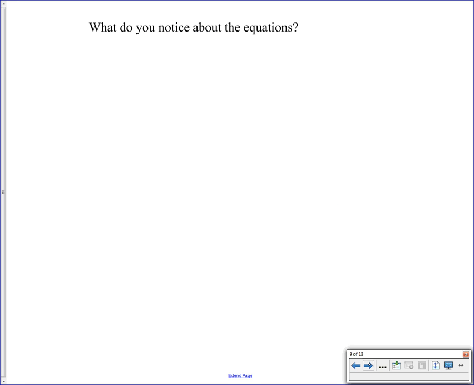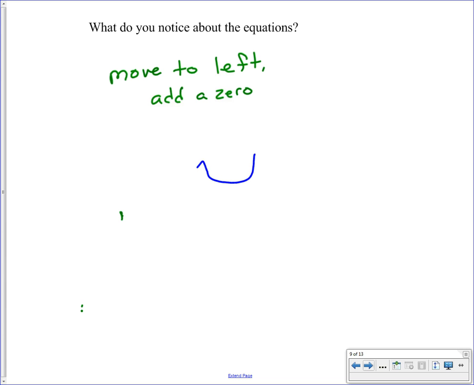So each time I'm moving the number to the left, I add a 0 because I'm multiplying by 10. So move to left. Add a 0. Why? Because when I'm moving to the left, I'm multiplying by 10.